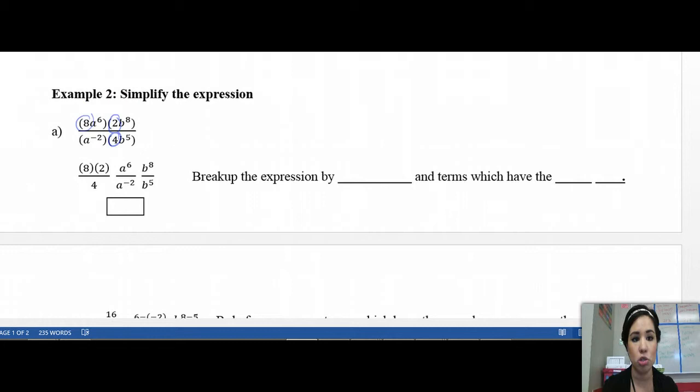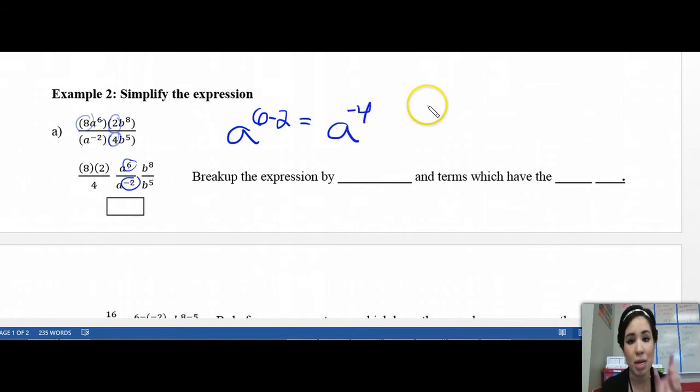Now we're going to do the a's together. We're going to have a to the 6th on top, and b to the 8th, and on the bottom a to the negative 2. I put my a's together, and then I put my b's together. Now I'm going to do my property rule. I have 6 and negative 2, so that's going to be a to the 6 minus 2, so that's going to be a to the 4.